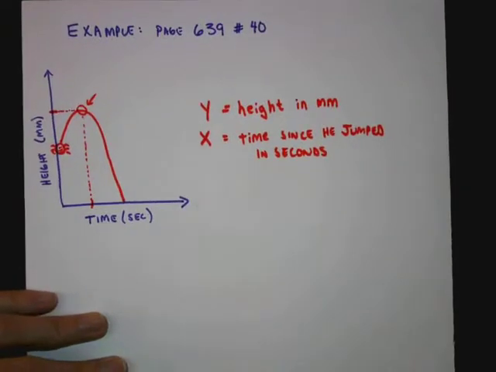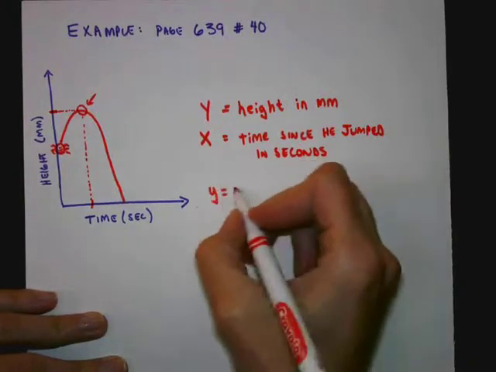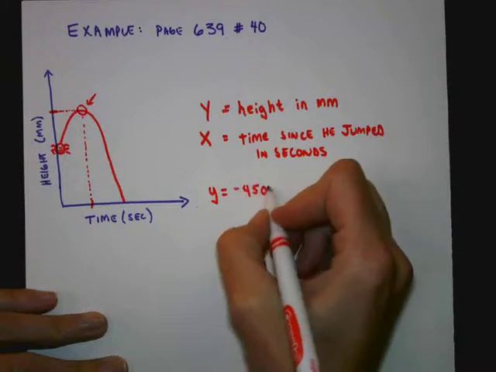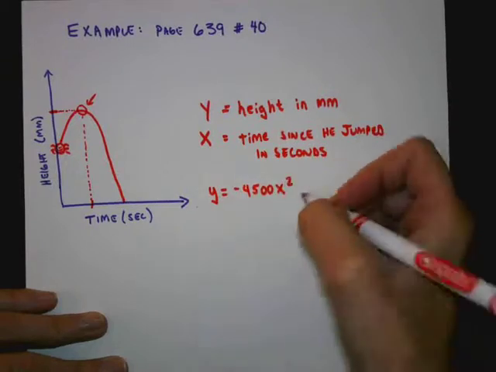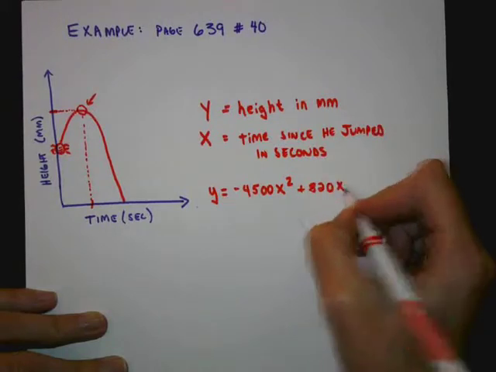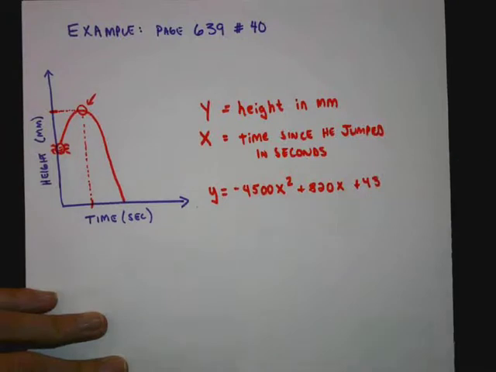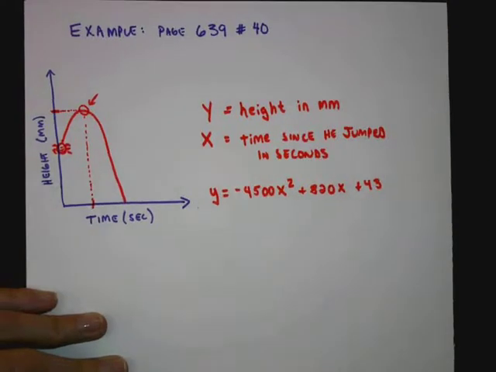In the book, it tells us that there's an equation that relates his height with how long it's been since he jumped. And the equation is this: y equals negative 4,500x squared plus 820x plus 43. So let me think for a minute about what I can tell from this equation.